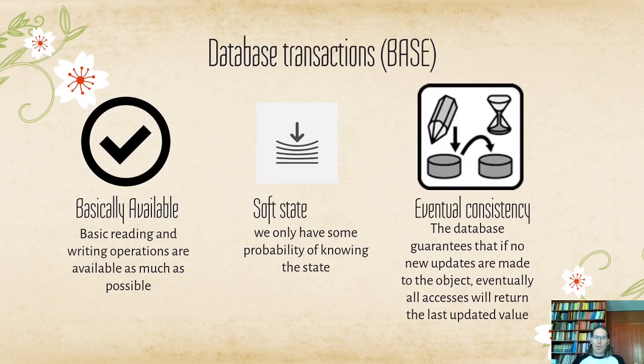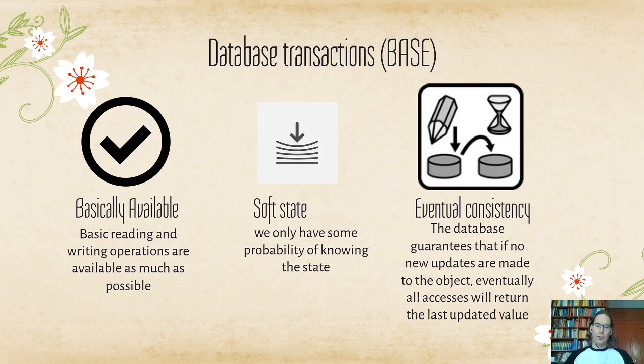So let's look at the BASE properties in terms of database transactions. Basically available means that basic reading and writing operations are available as much as possible. Soft state is when we only have some probability of knowing the state of the database. And eventual consistency says that the database guarantees that if no new updates are made to the object, eventually all the accesses will return the last updated value.